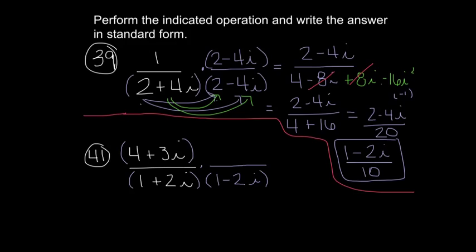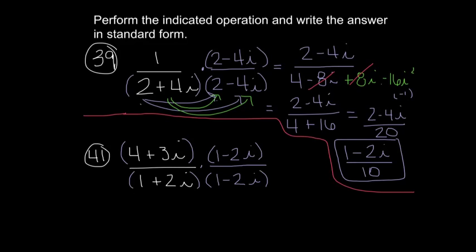It's tempting to want to multiply by the conjugate of the numerator, but remember, I'm not changing the value of the fraction I'm starting with. And the only way I cannot change the value is if I do the exact same thing to the numerator and denominator. Since I multiplied the denominator by 1 minus 2i, I'm going to multiply the numerator by 1 minus 2i. Both of them get multiplied by the same thing.